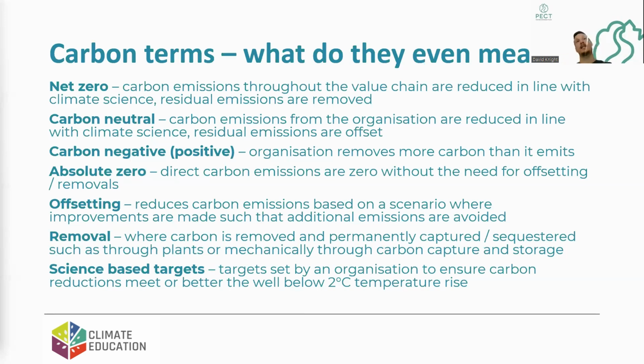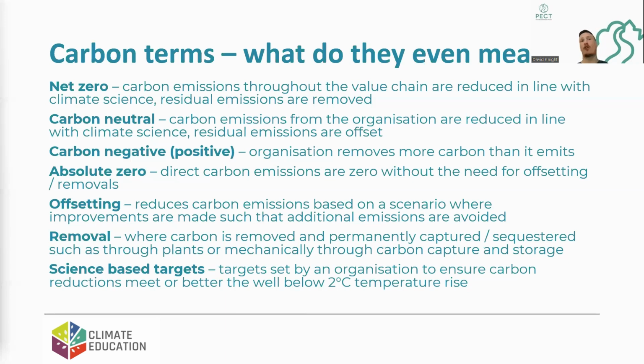But if we put 10 tons in and we take 20 tons out, we can now claim to be carbon negative. So that's basically what the term means when we refer to that. Absolute zero. So in order for an individual or an organization to be absolute zero, what we're essentially talking about is that we are not emitting any carbon into the atmosphere at all. So there is no need for us to offset or remove. Our operations are completely carbon neutral. There is no carbon associated with that.